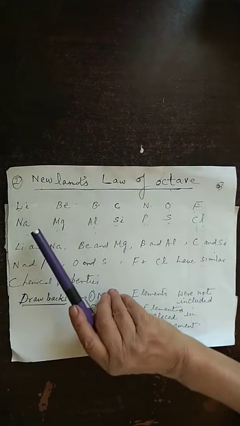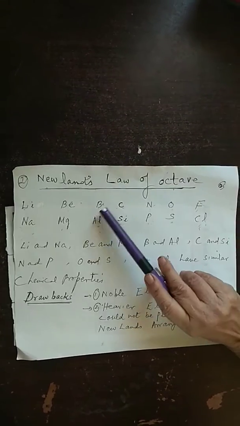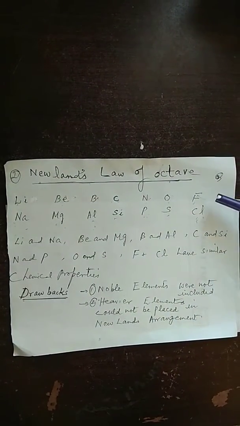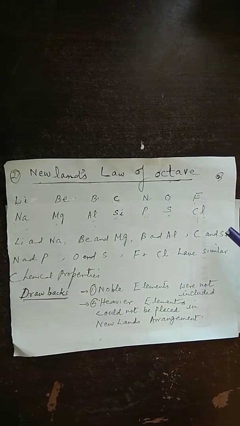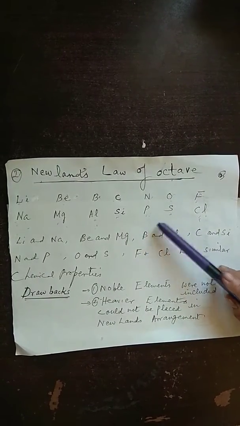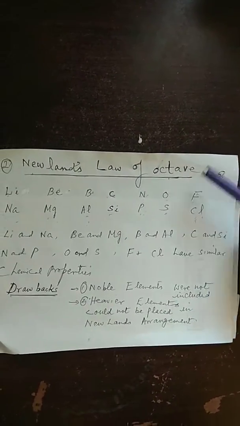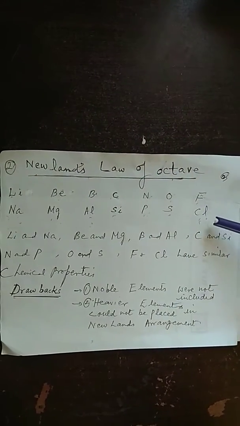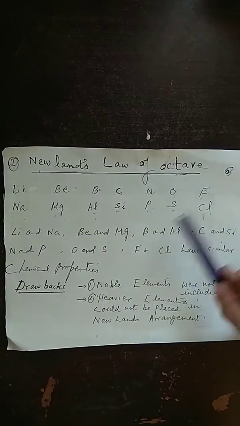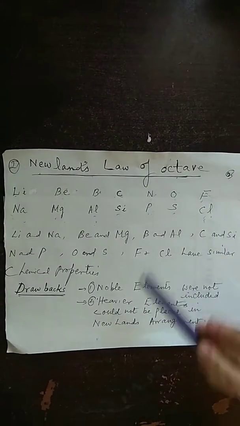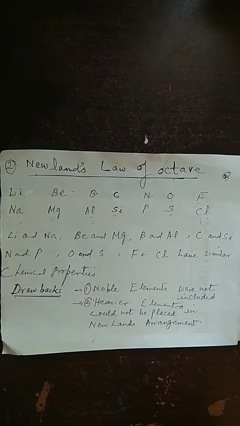His table is like this: lithium, atomic number 3, beryllium Be, boron B, carbon C, nitrogen N, oxygen O, fluorine F, sodium Na, magnesium Mg, aluminium Al, silicon Si, phosphorus P, sulfur S, and chlorine Cl. I already told you the charts are also given in your class 8. Please learn the atomic numbers. If you learn the atomic numbers, then you will be able to arrange the elements easily. You will be able to learn about the classification, everything. So please learn again and again the atomic numbers from 1 to 20, right?